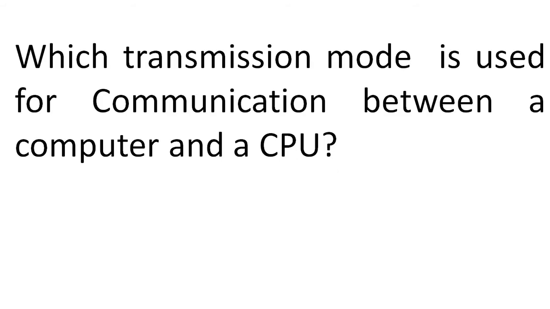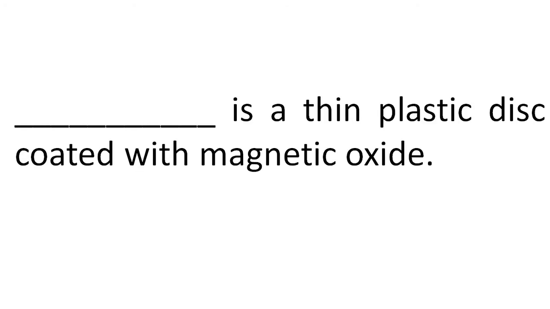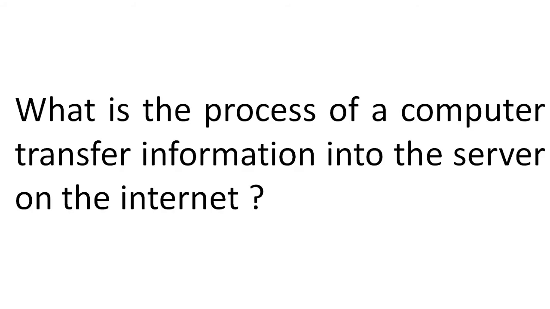Next one. Which transmission mode is used for communication between a computer and a CPU? Correct answer: simplex transmission mode. Next one. Dash is a thin plastic disc coated with magnetic oxide. The correct answer: floppy disk. Next one. What is the process of a computer transferring information to a server on the internet? The correct answer: uploading.